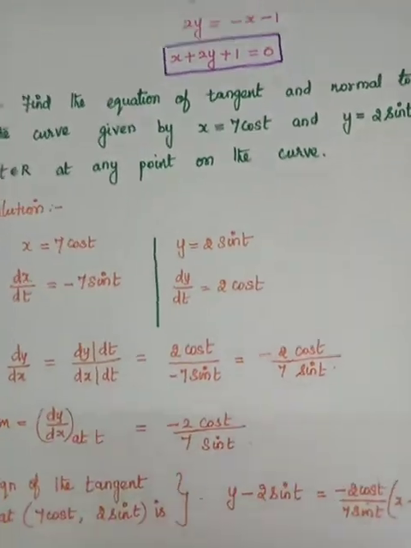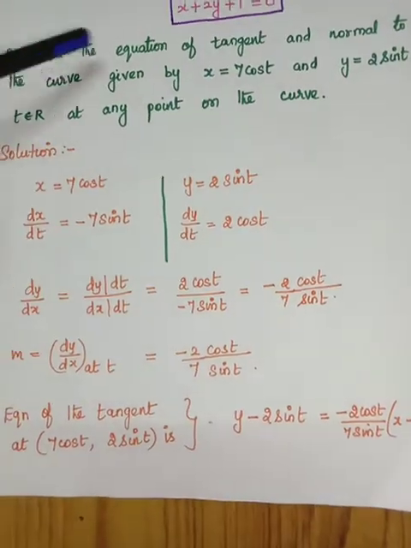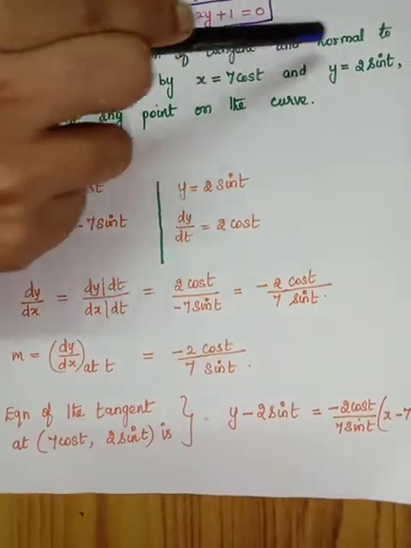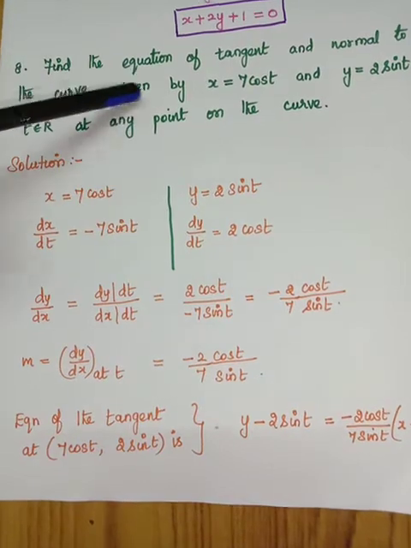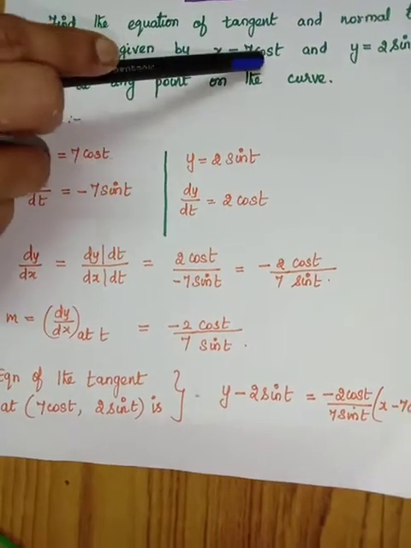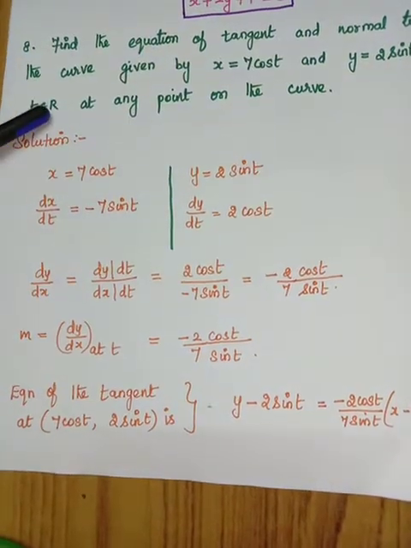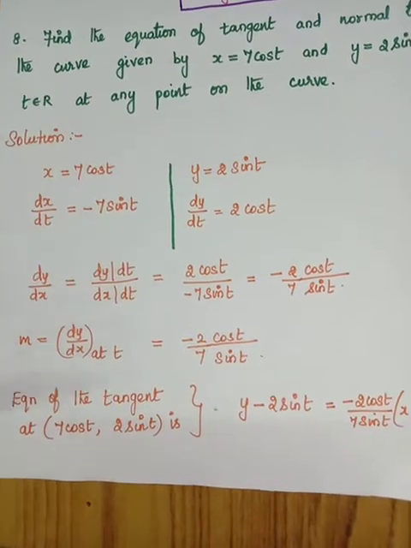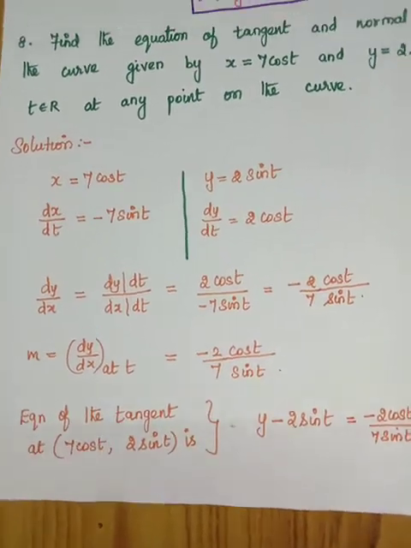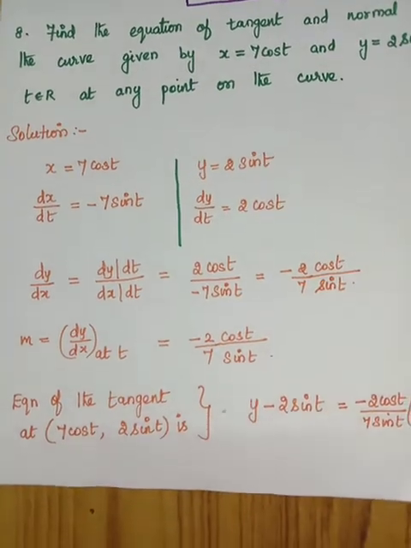Okay, come to the 8th problem. Find the equation of tangent and normal to the curve given by x = 7 cos t and y = 2 sin t, t belongs to R, at any point on the curve. So what is asked? Equation of the tangent and normal.